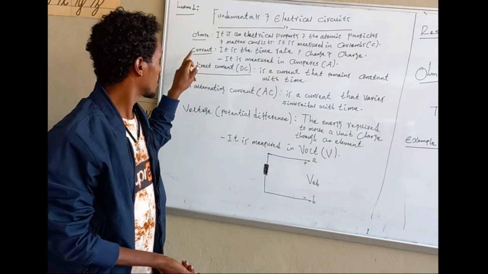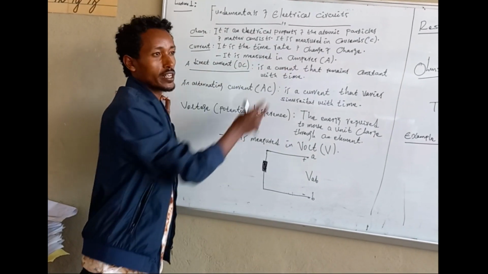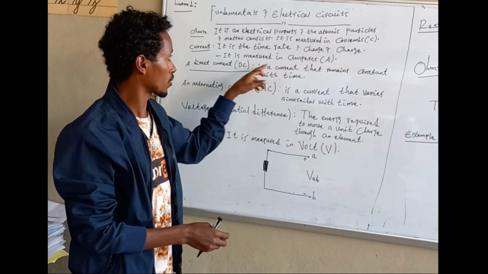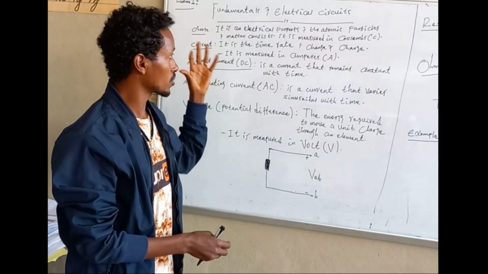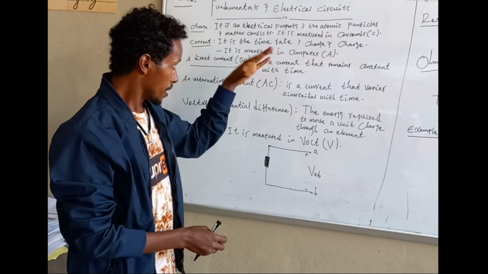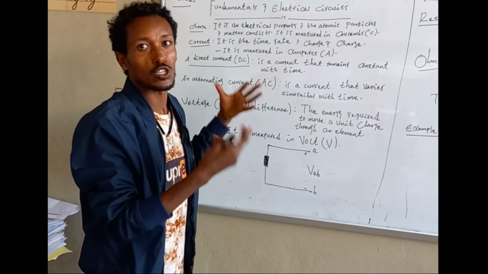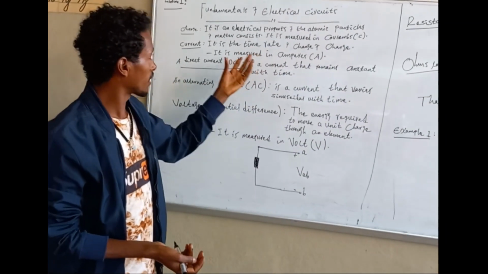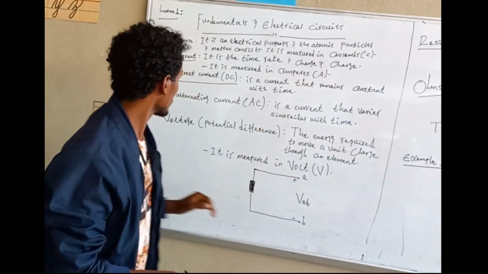The other point is current. Current is the time rate of change of charge, meaning that when electrons pass through a closed path with respect to time, this is defined as electric current, within a range of time. It is measured in amperes, which is simply A.